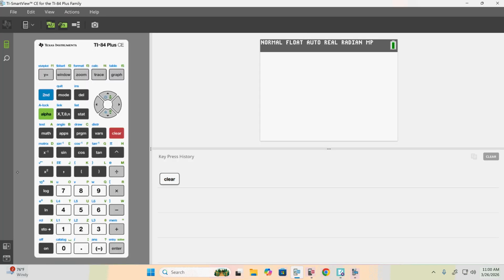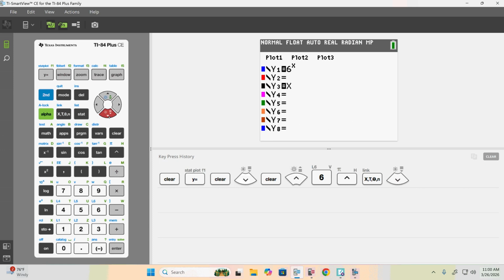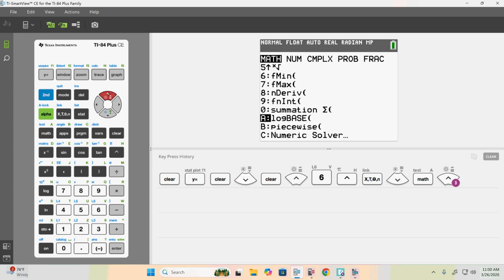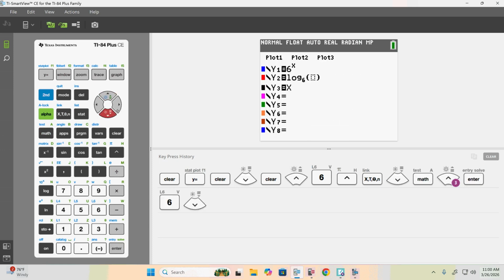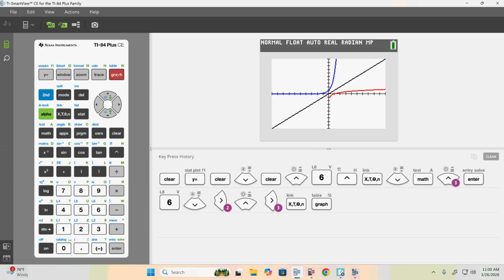And if we looked at the graph of these two, 6 to the x and log base 6 of x, we just said were inverses. And if they are, they will reflect across this line y equals x, the parent function of all lines. And they do. We can see there is this symmetry across this line, so those two functions are inverses.